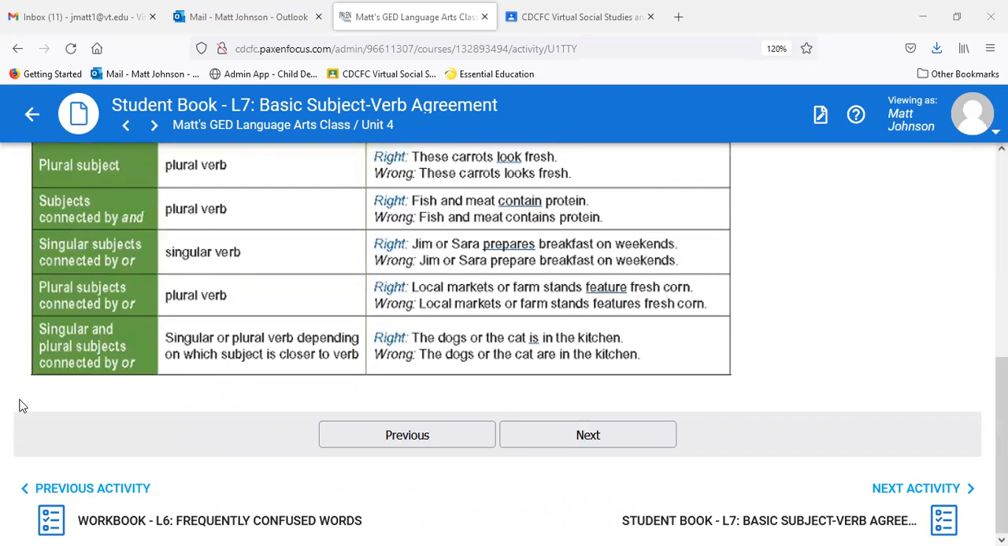And then the last rule here, singular and plural subjects connected by or. Whether it's singular or plural depends on which subject is closer to the verb. So whatever is coming at the end of that or. The dogs or the cat is in the kitchen, right? Singular verb. The dogs or the cat are in the kitchen, we don't want to use that. Whatever's after that or. So if I said the dogs or the cats, that's when you'd use are, the plural verb, okay?